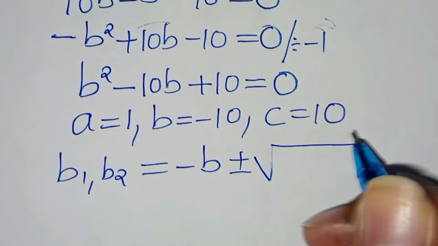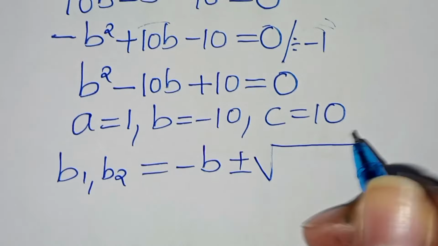The next step is that minus times minus 10 is 10, plus or minus the square root of minus 10 squared, this is 100, then subtract 4 times 10, this is 40, then everything here divided by 2. So this implies that here we have 10 plus or minus the square root of 100 minus 40, this is the square root of 60, everything here divided by 2.